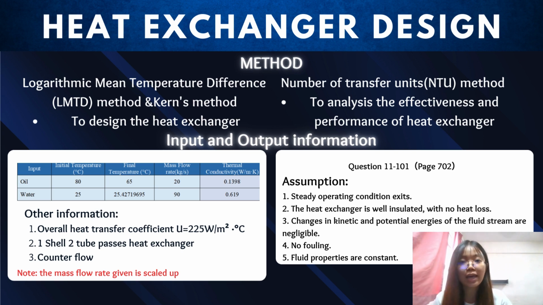The first one is the LMTD method, which is used to calculate the total area of heat transfer, and the cross method is to calculate the other dimensions in our heat exchangers. The second one is the NTU method, which is used to calculate the effectiveness and the performance of our heat exchangers.